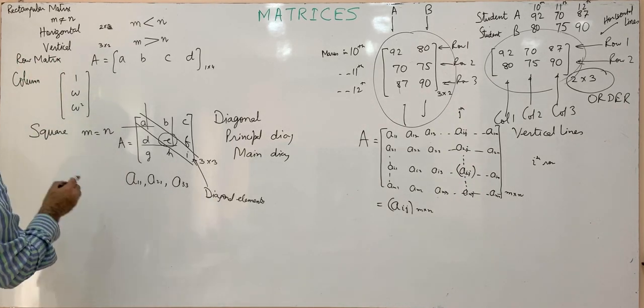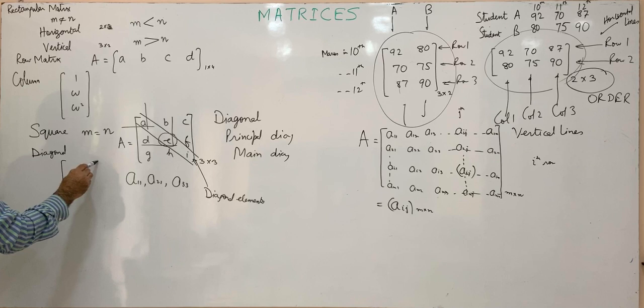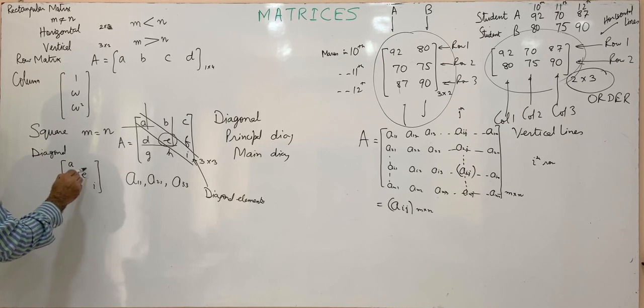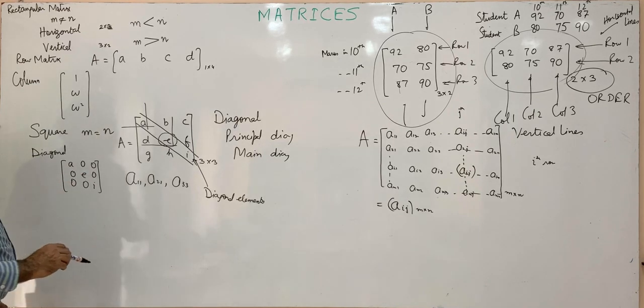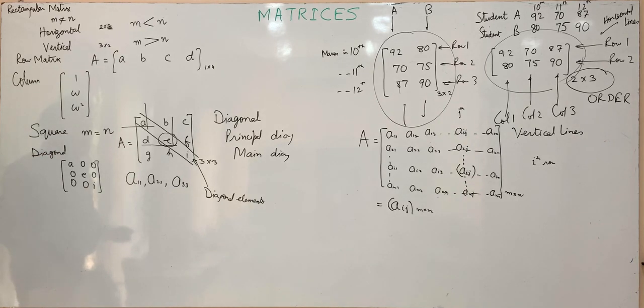A square matrix is called a diagonal matrix, next type, if elements are like this, we have A, E and I, and all the non-diagonal elements are zeros. This is a diagonal matrix. If non-diagonal elements are zeros, one of these can be zeros or two of these can be zeros.